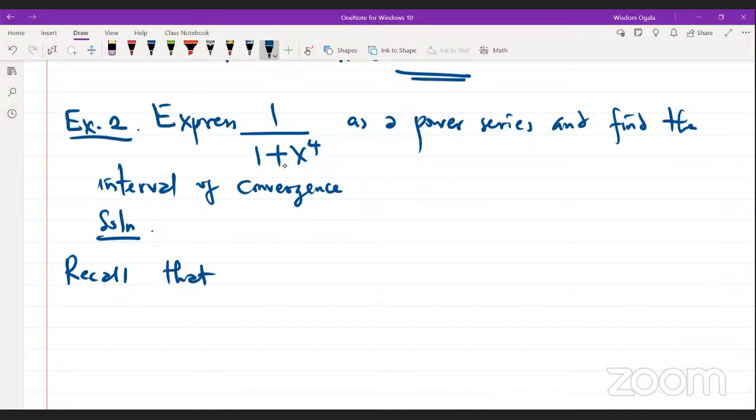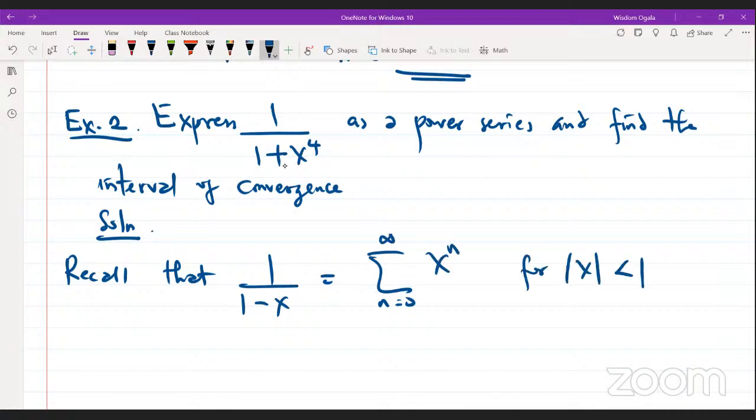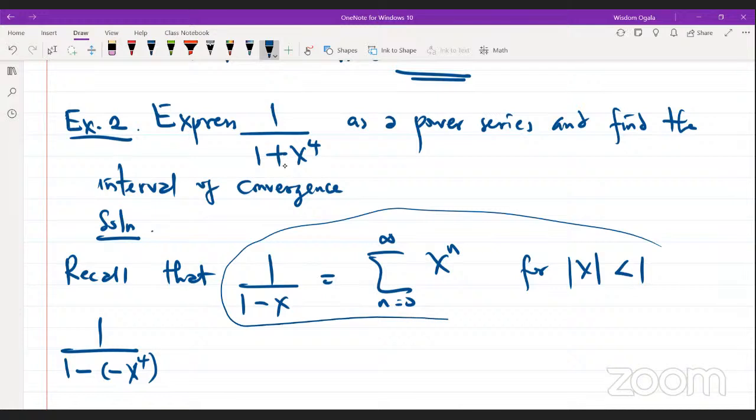Recall that 1 over 1 minus x is just the sum, for the absolute value of x less than 1. Now this one has a plus: 1 divided by 1 plus x to the fourth. Do you get that trick? Plus is just minus times minus. I need it to look like the formula, and that has a negative in the middle, so I need to find a way to introduce a negative sign.